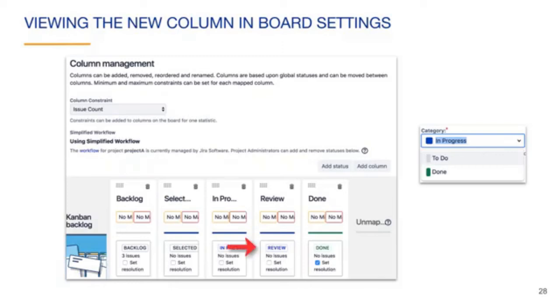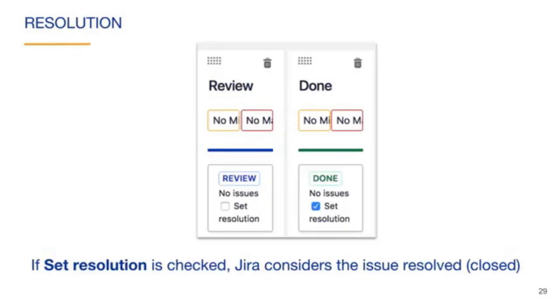Notice that adding a review column automatically added a review status to the workflow. This is because by default, company-managed projects use what is called a simplified workflow. You can see that this is a simplified workflow by the message here. A simplified workflow is a JIRA managed workflow. This is very handy, but if you need more powerful or customized workflows, you also have the option of managing the workflow yourself.